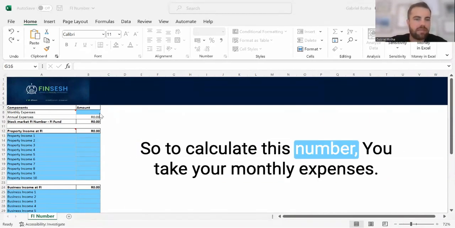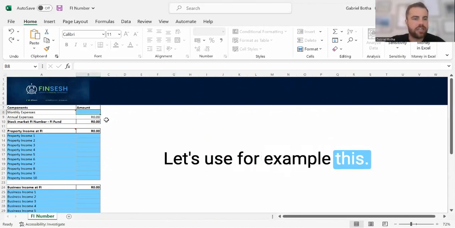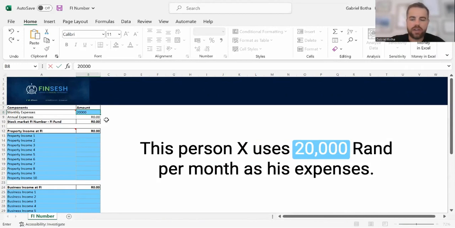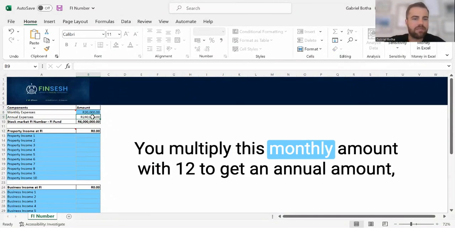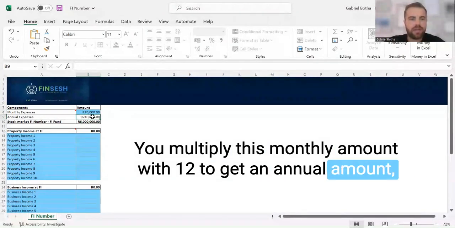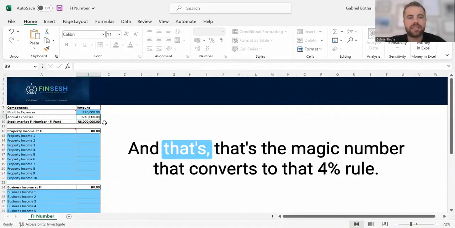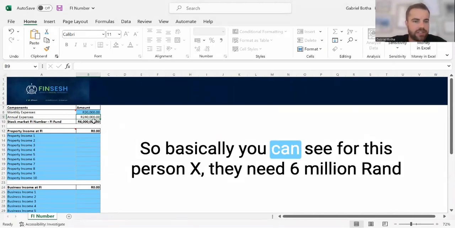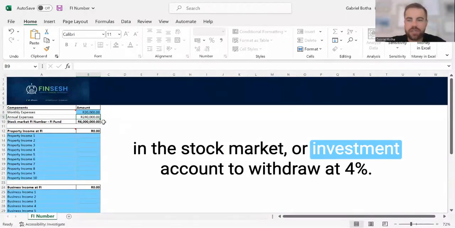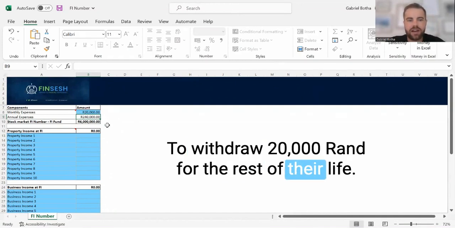So to calculate this number, you take your monthly expenses. Let's use, for example, this person X uses 20,000 Rand per month as his expenses. You multiply this monthly amount with 12 to get an annual amount, and then this annual amount is multiplied by the number 25, and that's the magic number that converts to that 4% rule. So basically, you can see for this person X, they need 6 million Rand in a stock market investment account to withdraw at 4%, to withdraw 20,000 Rand for the rest of their life.